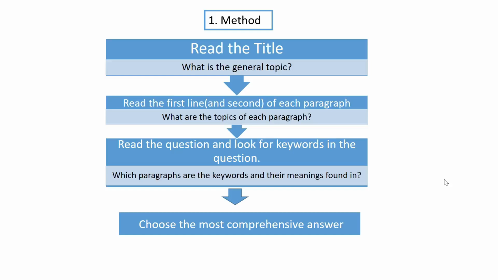And we've used this technique, and that is we read the title, and then we read the first line and the second line of each paragraph, and then we read the question looking for keywords in the question, then found the paragraph which has the keywords, and then we choose the most comprehensive answer from the choices that fits. Okay, this is method number 1.